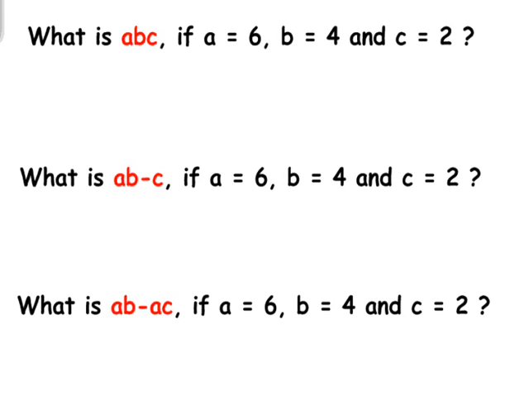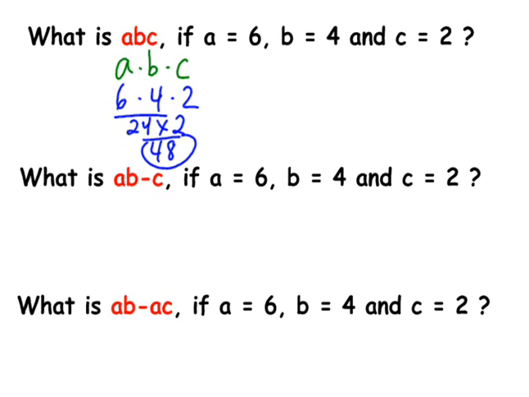So what is ABC if A is 6, B is 4, and C is 2? Remember, there's no symbols here, but that would mean A times B times C. So I'm going to replace the A with a 6, the B with a 4, and the C with 2. And I'm going to do order of operations. 6 times 4 is 24, times 2. This would be 48.